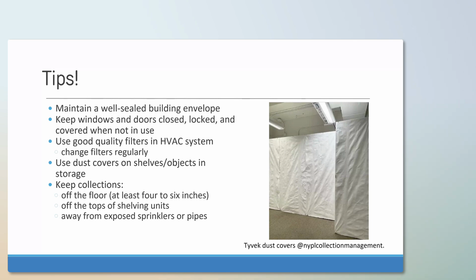Muslin is another option that's available, and often less pricey. And another point I want to call out is to get collections off the floor, ideally at least 4 to 6 inches. Getting objects off the floor is, among other things, a huge step in mitigating against flood damage, but it also helps free up space for you to see underneath and clean underneath the object or box as part of your housekeeping.